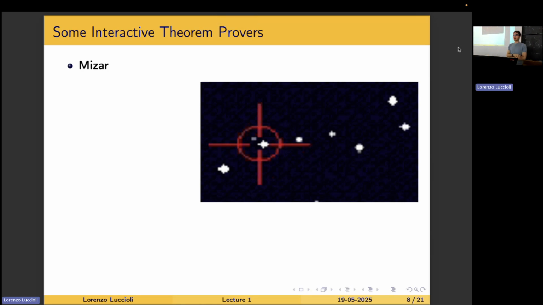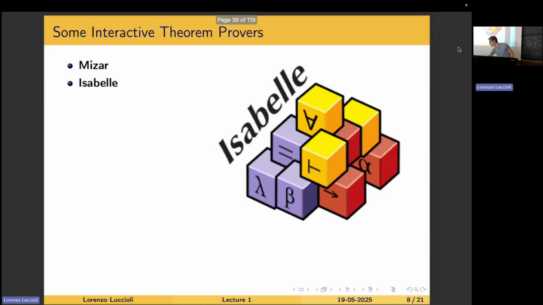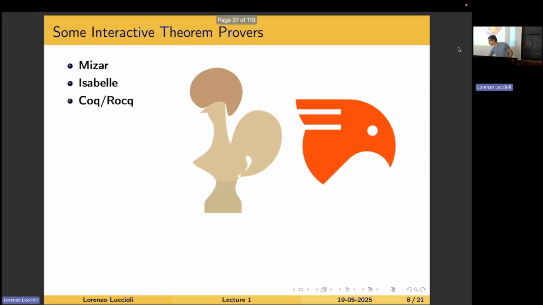Now, as I said, Lean is not the only theorem prover out there. There's more examples. I will list just a few of them quickly here. The first interactive theorem prover was called Mizar. It was based on set theory. Then there's Isabelle, which is still used nowadays. Its logic is a bit simpler than Lean, a bit less expressive than Lean, but it's still useful to do a lot of things.